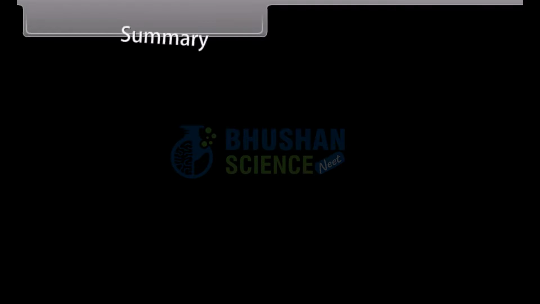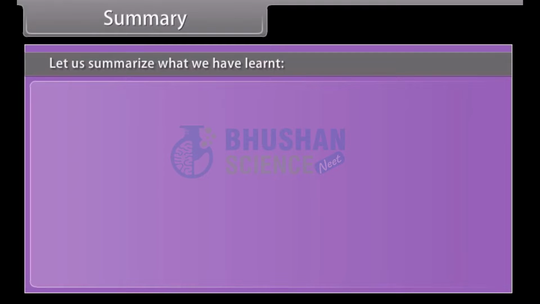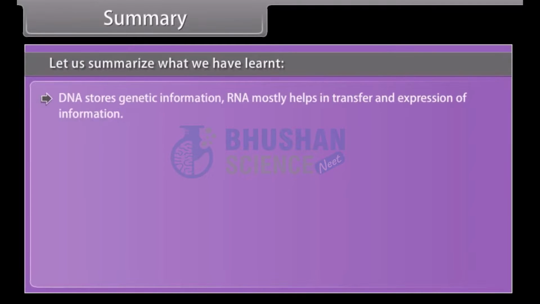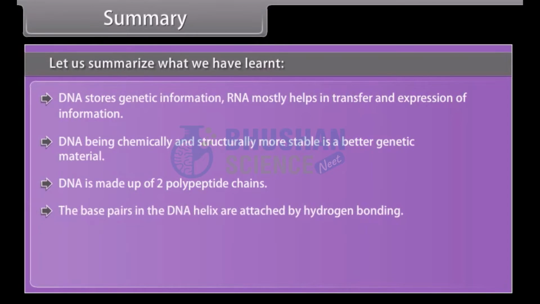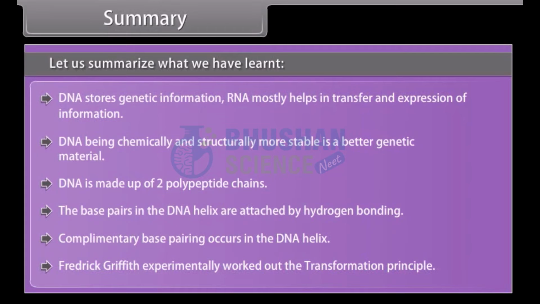Summary. Let us summarize what we have learned. DNA stores genetic information. RNA mostly helps in transfer and expression of information. DNA, being chemically and structurally more stable, is a better genetic material. DNA is made up of 2 polynucleotide chains. The base pairs in the DNA helix are attached by hydrogen bonding. Complementary base pairing occurs in the DNA helix. Frederick Griffith experimentally worked out the transformation principle.